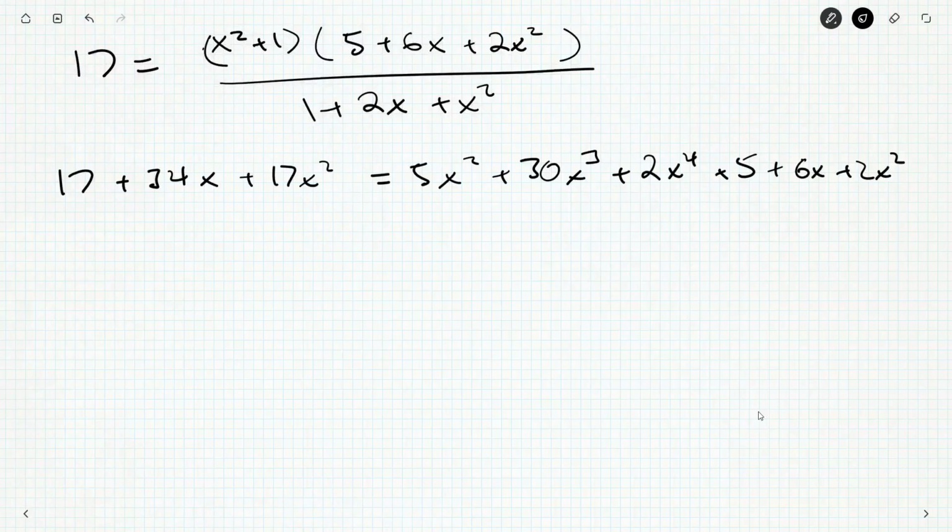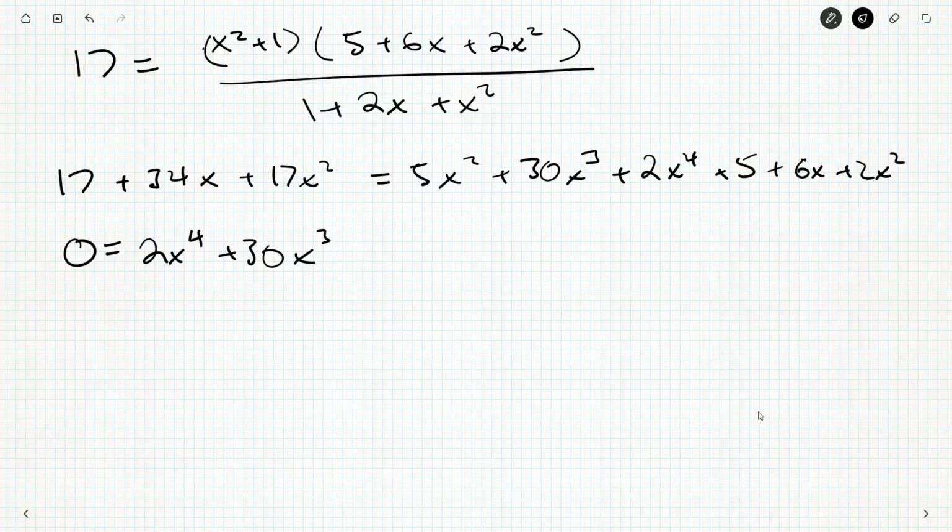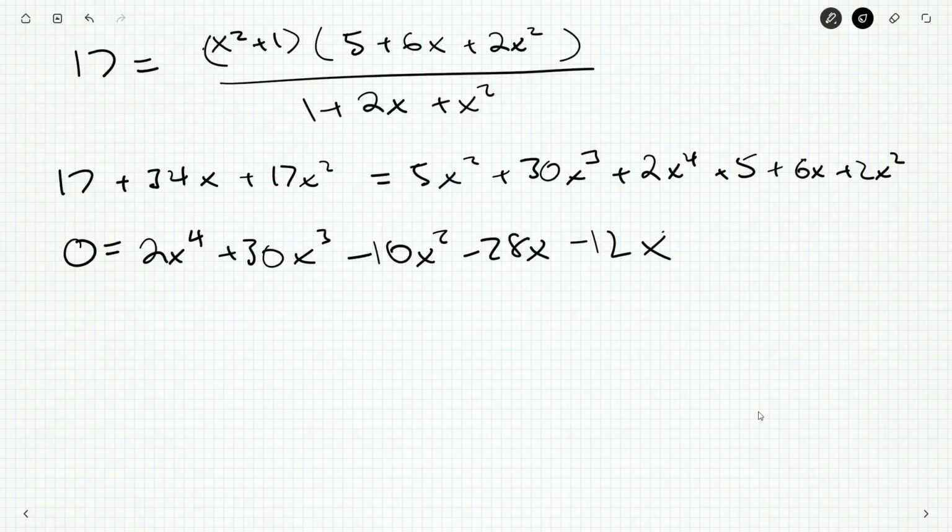Alrighty, I'll bring it all over on the one side. So 0 is 2x to the 4 plus 30x cubed, 5x squared plus 2x squared, so that's going to be 7 minus 17, so it'll be minus 10x squared, plus it'll be just 6x minus 34, so minus 28x, and then 5 minus 17, it'll be minus 12. Okay, well, divide by 2.